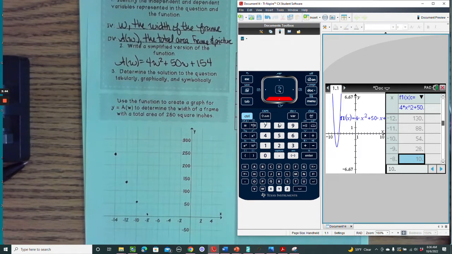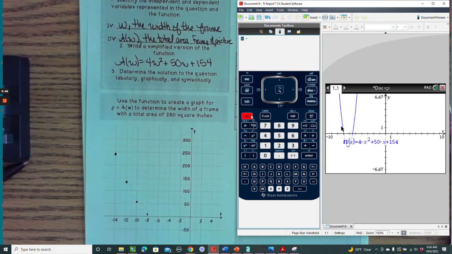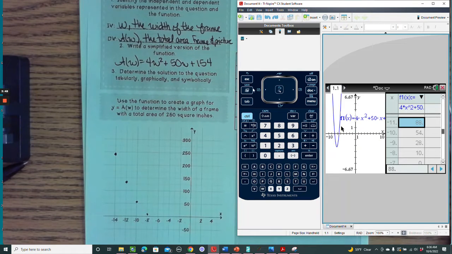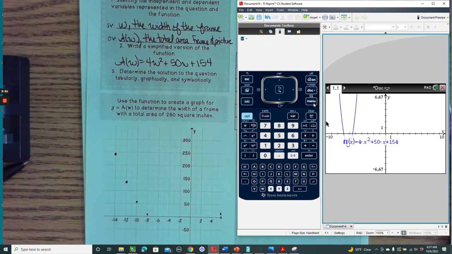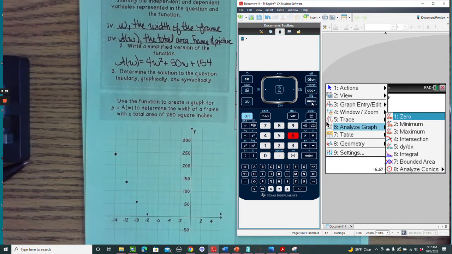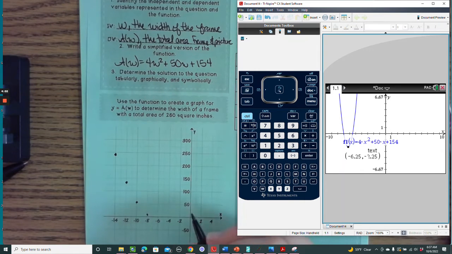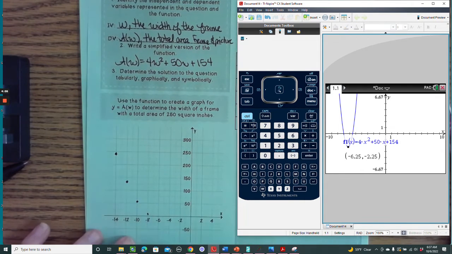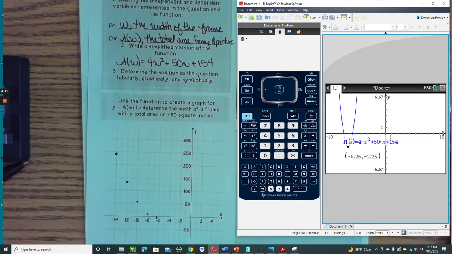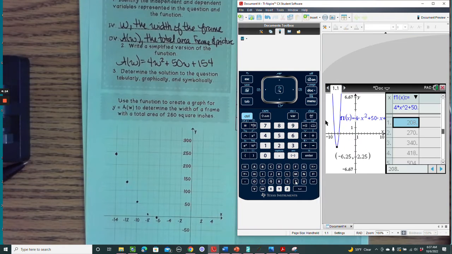And then I'm going to look at the graph, Control T, and find the vertex. Oops. Try that again. So menu 6, it's a minimum. And then I get my vertex is at negative 6.25 and negative 2.25, which is pretty close to 0 on this thing. It'd be somewhere in there. And then I'm going to bring my table back up and start graphing the rest of these points here.